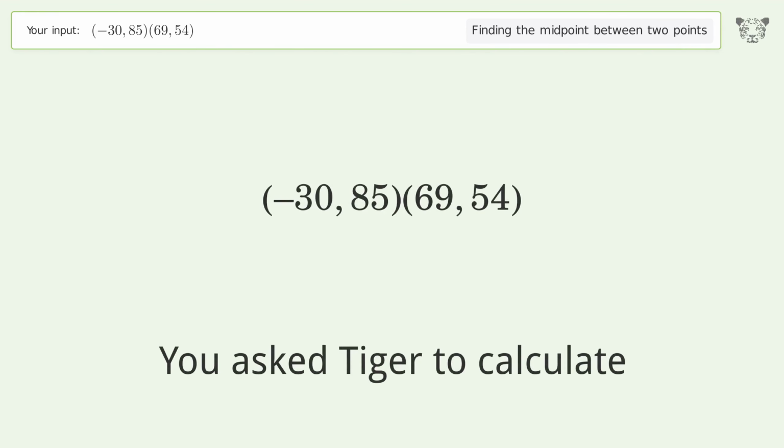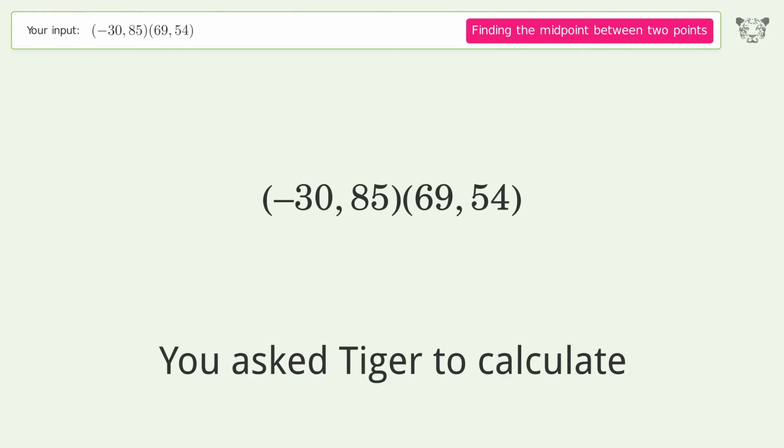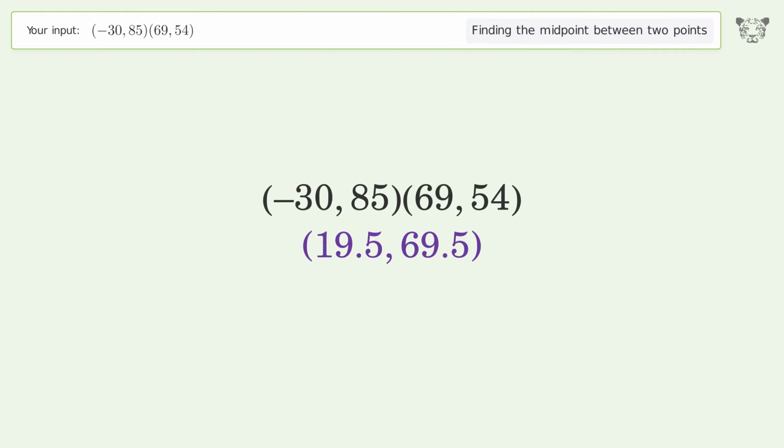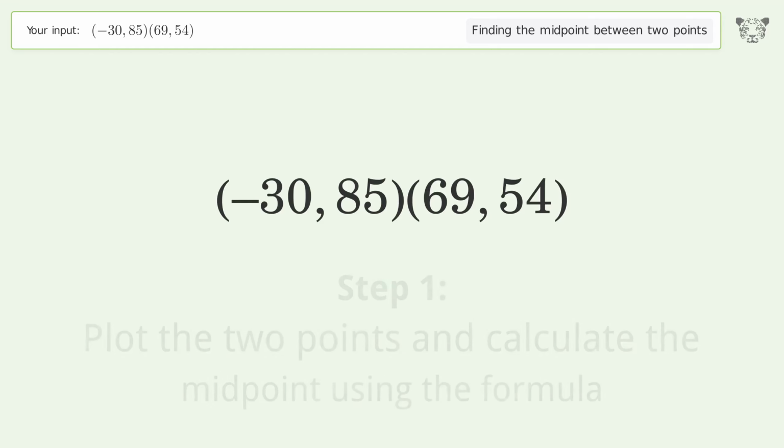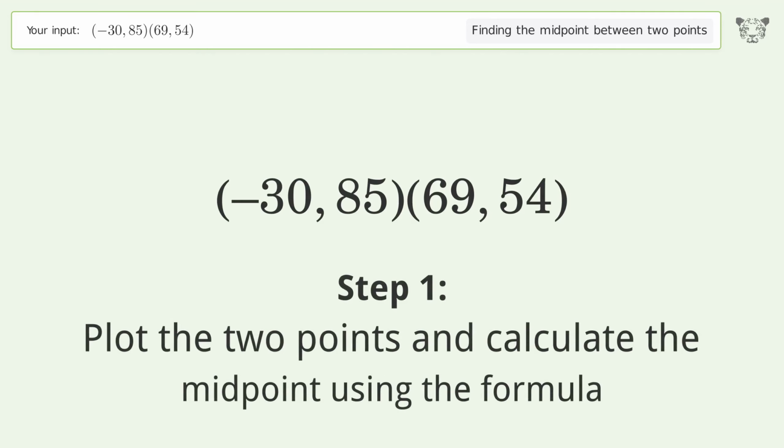You ask Tiger to calculate. This deals with finding the midpoint between 2 points. The midpoint between the 2 points is 19.5, 69.5. Let's solve it step by step. Plot the 2 points and calculate the midpoint using the formula.